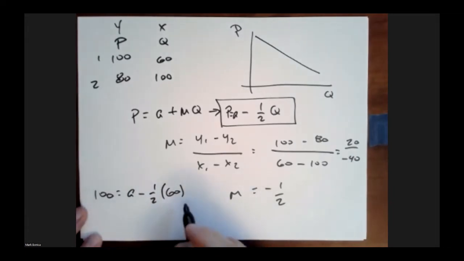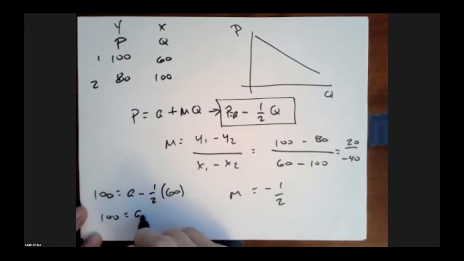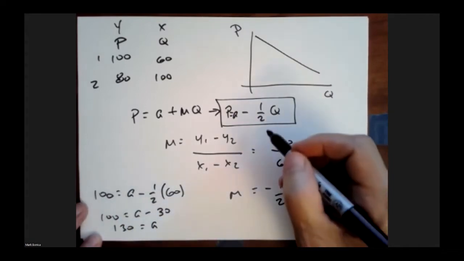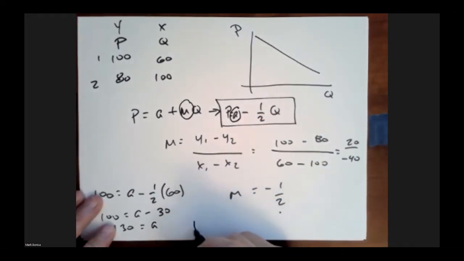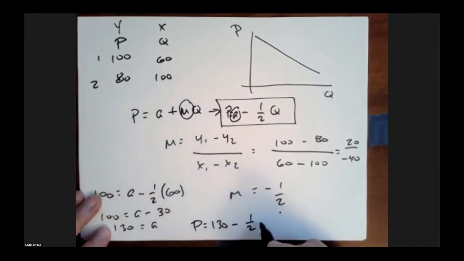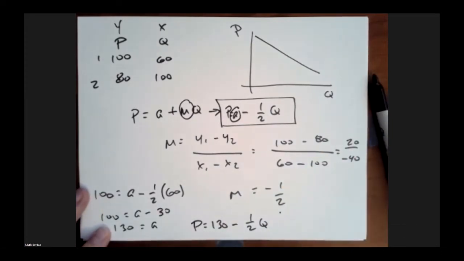So 1/2 of 60 is 30. So we have 100 equals A minus 30. Add 30 to both sides and we get 130 equals A. So now we know that m is minus 1/2 and A is 130. So we can say that P equals 130 minus 1/2 Q. That is the inverted demand curve for Molly's practice. So that's option C.